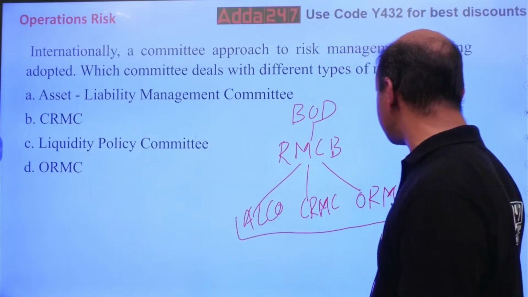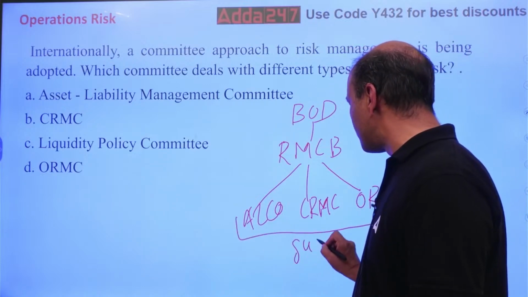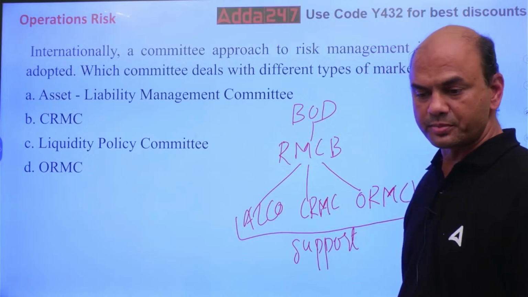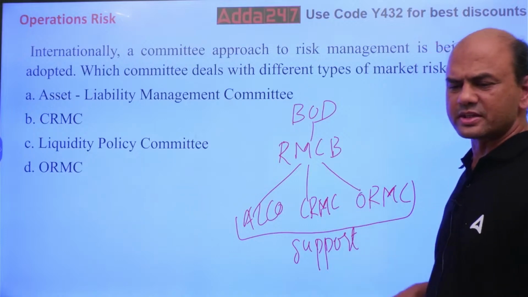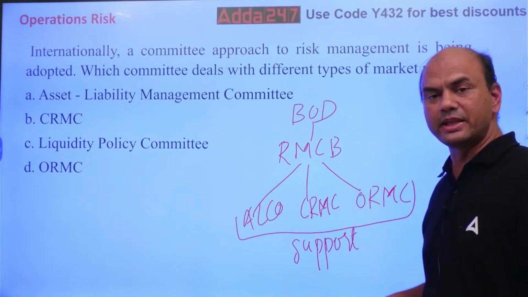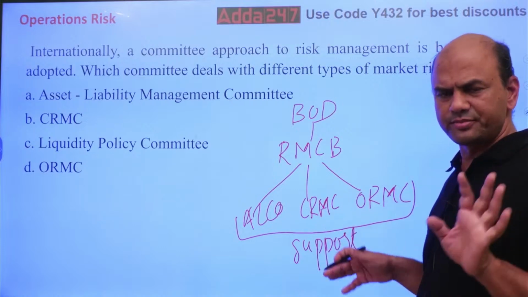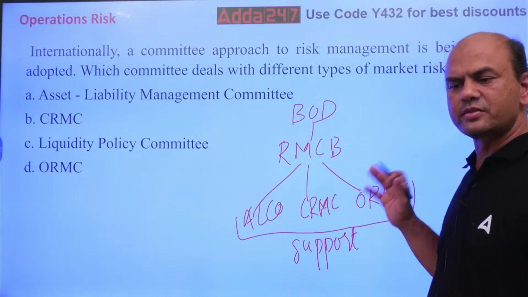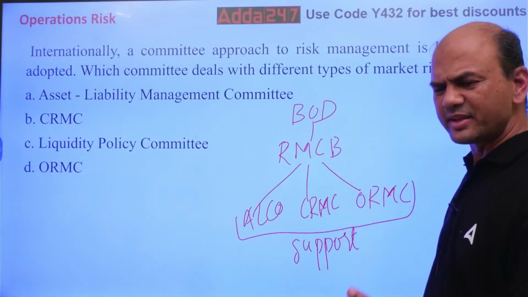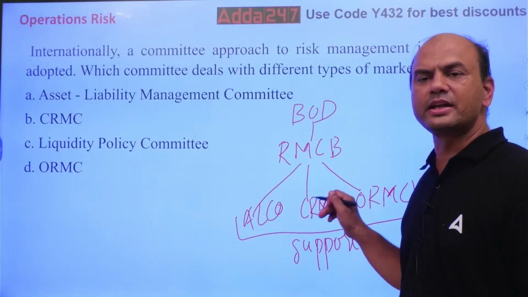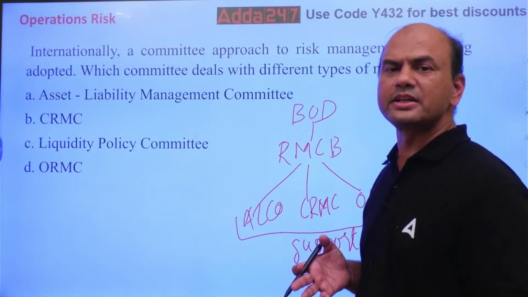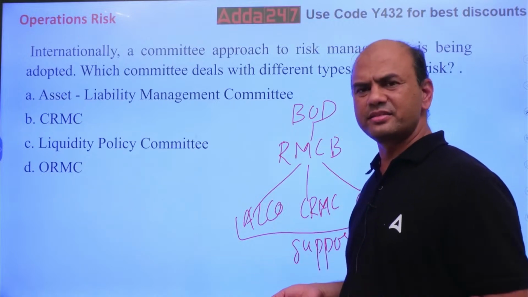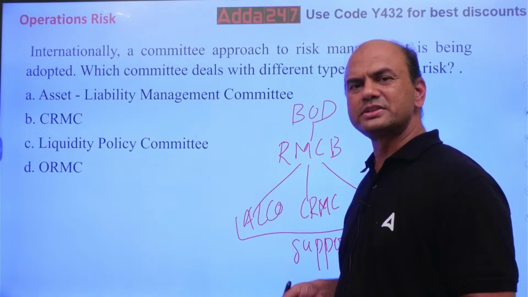Below these three, there are support groups that support these committees. This is the overall structure of risk management committees in banking throughout the world. In any country, the same structure follows. Names can be slightly different. Somebody can call the Credit Risk Management Committee the Credit Policy Committee, or somebody can call this the Operations Policy Committee. Names can be different.